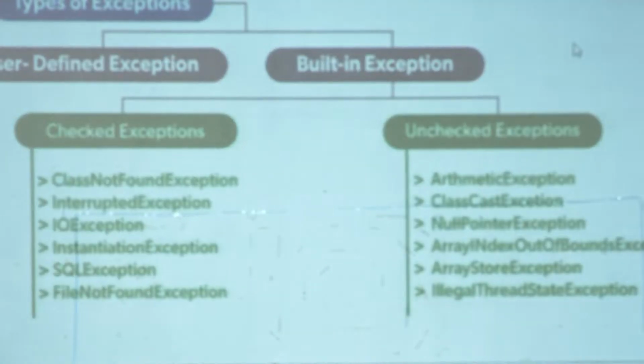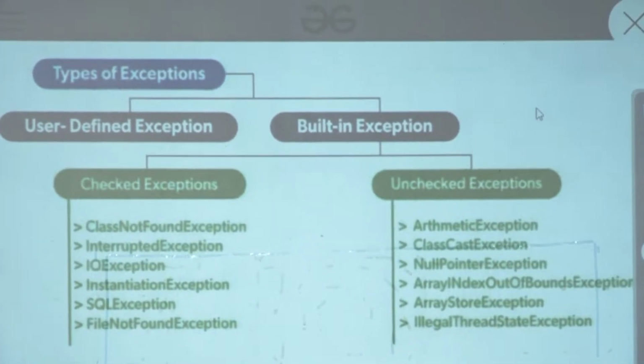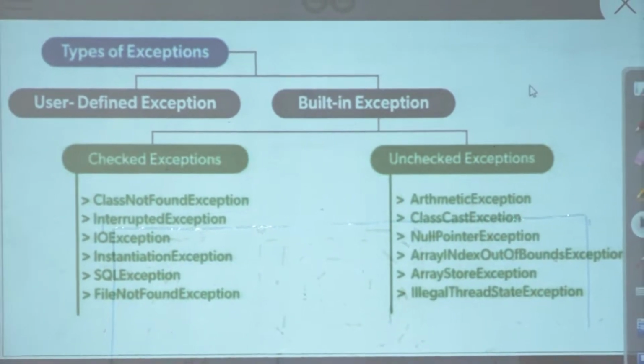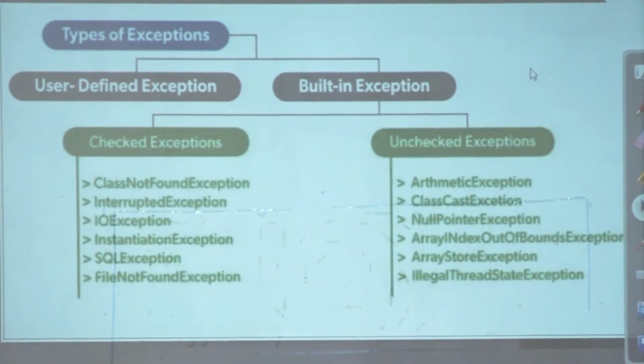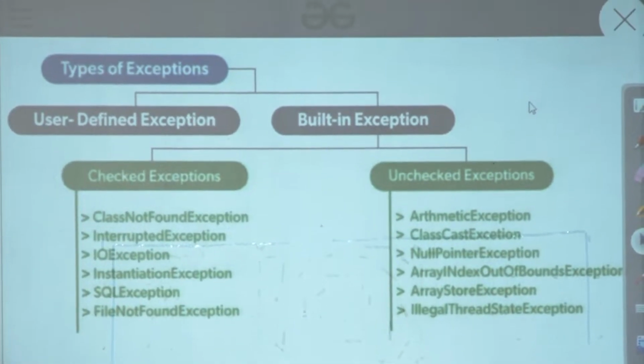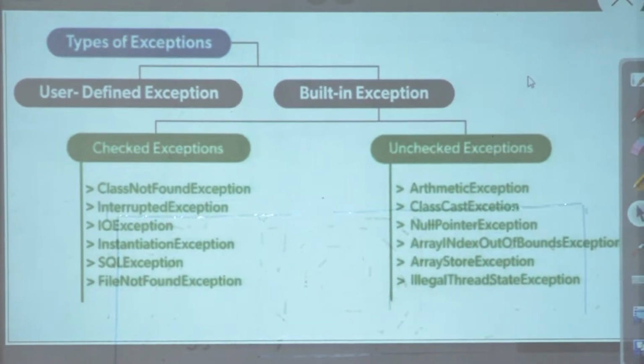I think this is a good slide. So types of exception. User defined exceptions is one category which can be either checked or unchecked. And then there are built-in exceptions. Built-in means those which come along with the language, which come as part of the Java language, Java libraries.